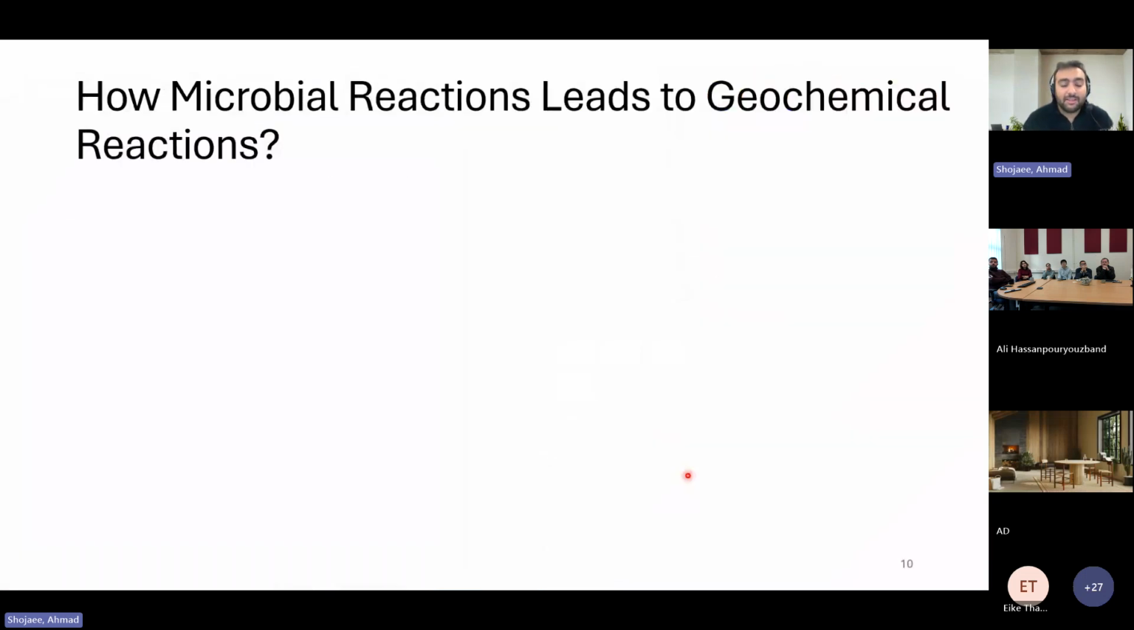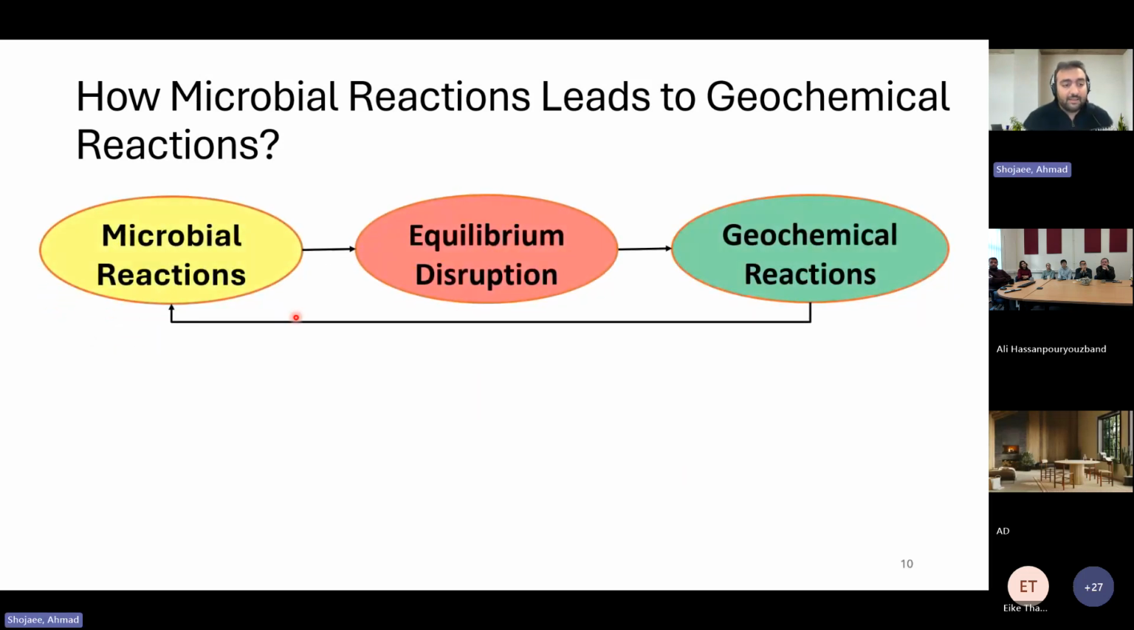So the question is how microbial reactions lead to these geochemical reactions and these different geochemical behaviors. We can explain it in a way that microbial reactions are disrupting the equilibrium. If you remember, for example, in the methanogenesis reaction, hydrogen is reacting with bicarbonate, and the concentration of bicarbonate is decreasing, and we will have equilibrium disruption. And this equilibrium disruption leads to geochemical reactions. And again, this loop happens. Somehow, a positive feedback loop is created.